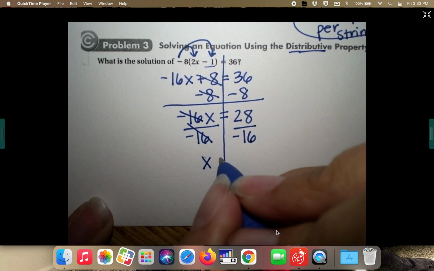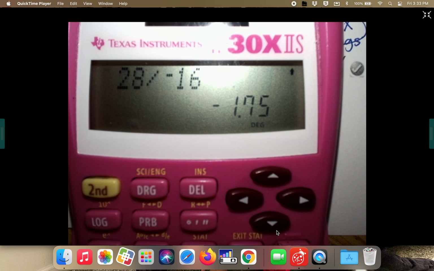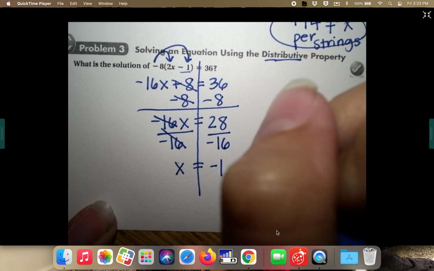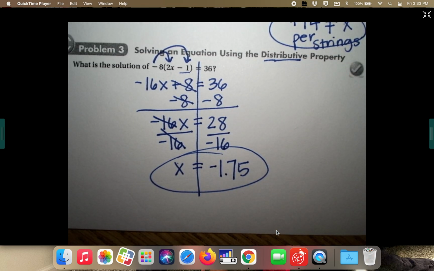So x equals, I don't think that's going to come out evenly, but that's okay. We can have a decimal answer. 28 divided by negative 16 is negative 1.75. That's why we're using calculators this year and from now on.